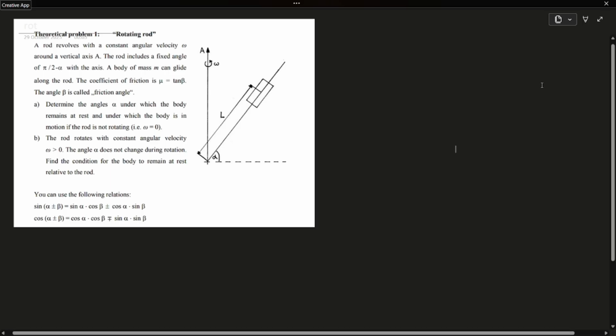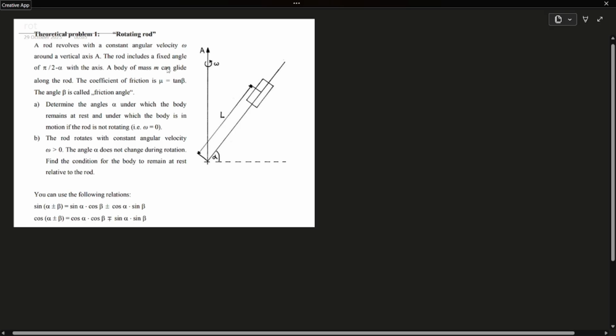Let's dive into today's problem. There is a rod that revolves with a constant angular velocity omega around a vertical axis A. The rod includes a fixed angle of pi by 2 minus alpha with the axis. So from this horizontal axis, this is alpha.